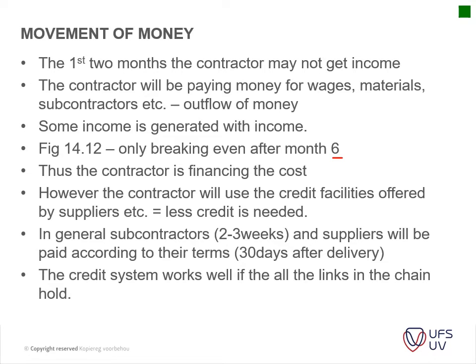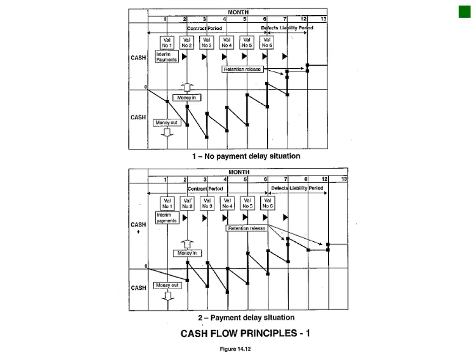Okay. The credit system works well if all the links in the chain hold. You can think about if one person doesn't pay, that's where the whole derailment of paying your subcontractors only when you get paid impacts them quite a lot, especially with clients who can't pay, and then you can't pay your subcontractors, and the subcontractors can't pay their suppliers, and there's a whole spin-off of that.